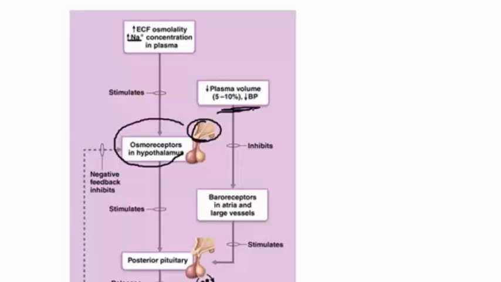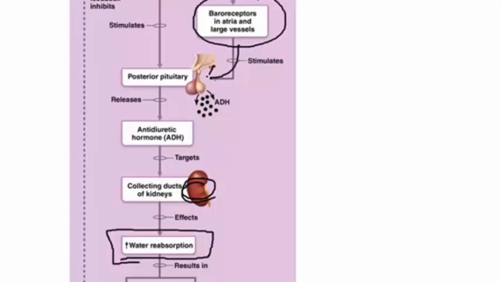The same thing happens if you have decreased blood volume, which is found through decreased blood pressure. Baroreceptors in the atria and large vessels stimulate the secretion of antidiuretic hormone, and then the same thing happens.